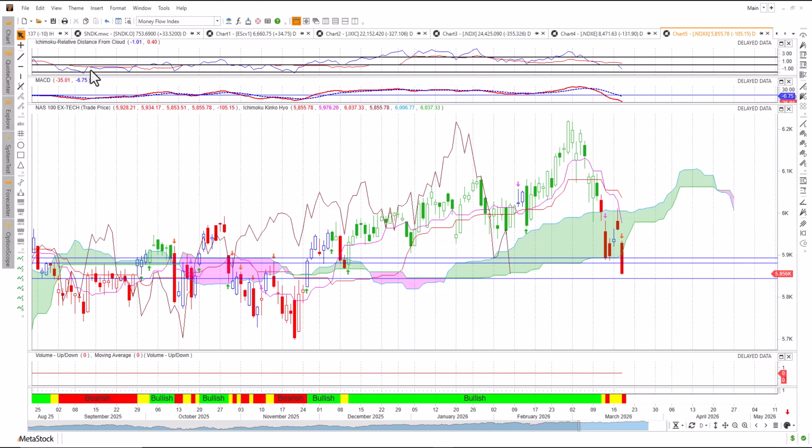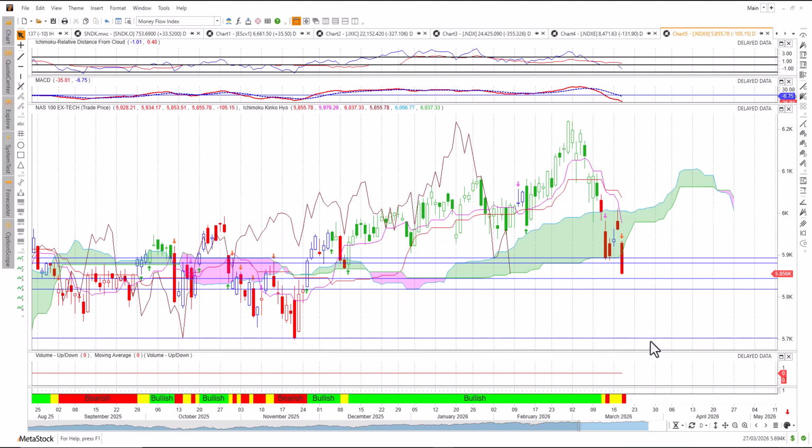5,844, as well as this bottom cloud support zone there, 5,818, and then we could still see this low being tested, this cluster of lows here, 5,702. So unfortunately the bad news is the Nasdaq excluding tech was doing very well for a while, and then it has now rolled over and is back in bearish territory.